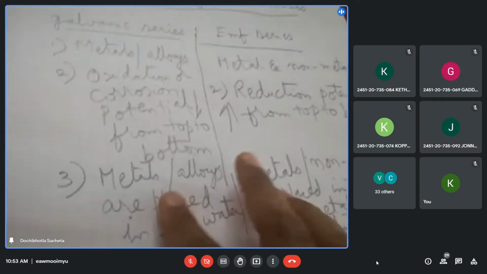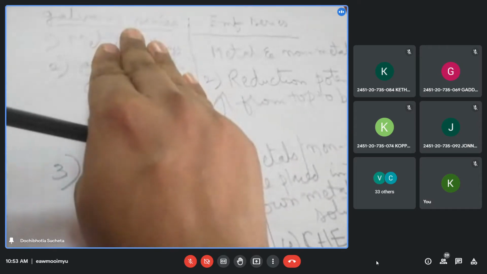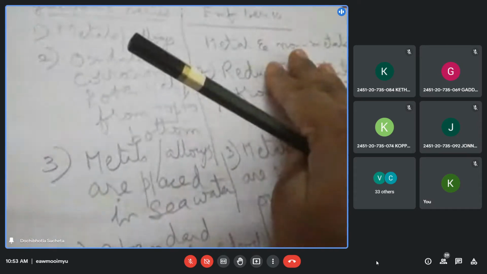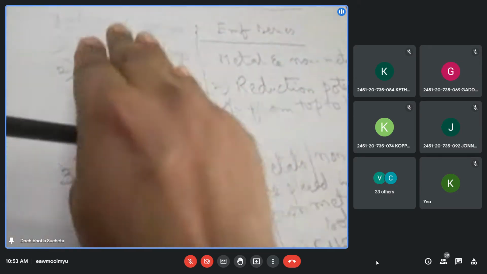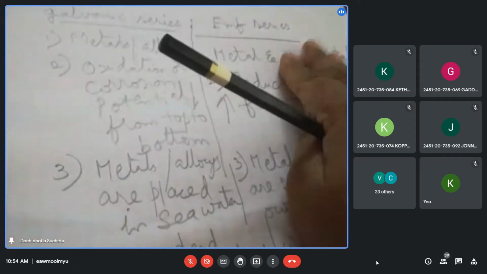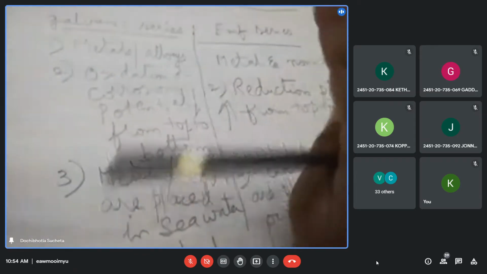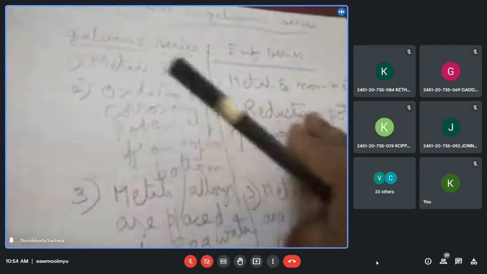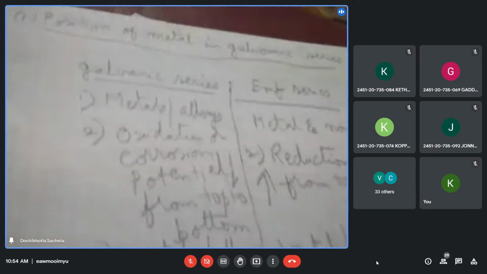Both series have the same concept. The metal on the top undergoes corrosion rather than the metal present at the bottom. Here, the metal on top acts as anode and the metal in the lower position acts as cathode. The same is true in the standard series. But here we take metals and alloys, and there we take metals and non-metals.